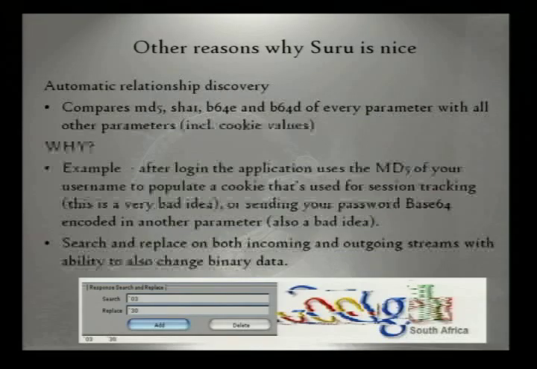Another thing why Suru is nice, we have a thing called automatic relationship discovery. So for instance, well, let me first tell you what it does. It basically looks at every parameter that you send into the system at any time, and it then, in real time, works out the SHA-1 hash, the MD5 hash, base64 encode, base64 decode of every parameter and puts that into a structure. And when you click on the auto relationship discovery button, it basically goes through all of the parameters that you've set, plus all of the derivatives of those parameters, and sees if there's any kind of match.